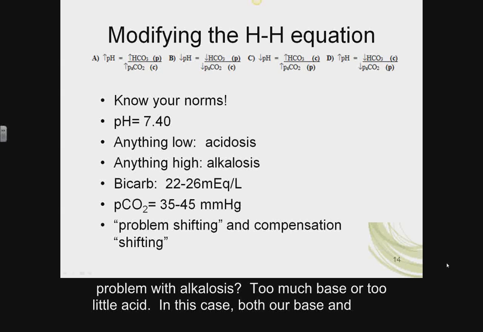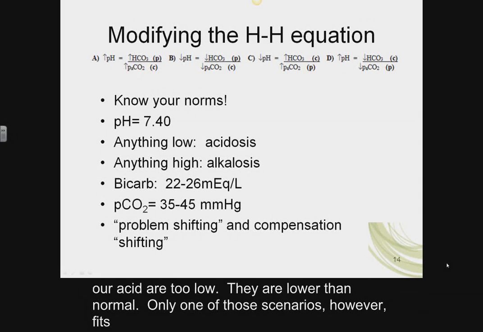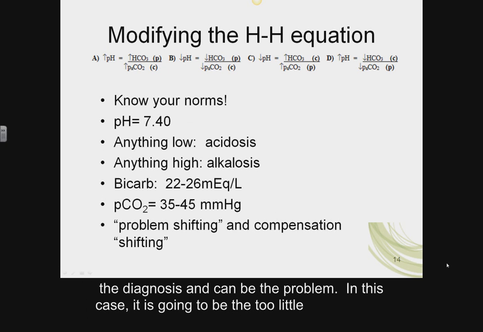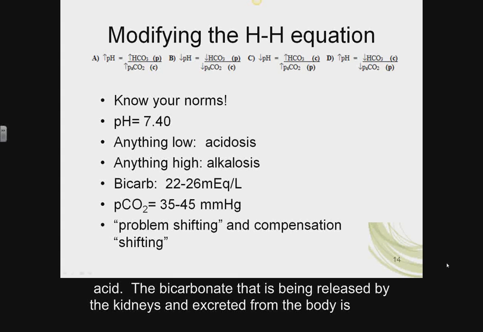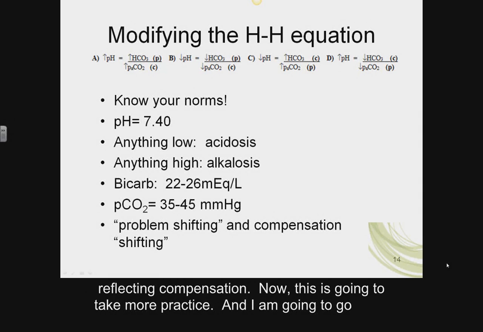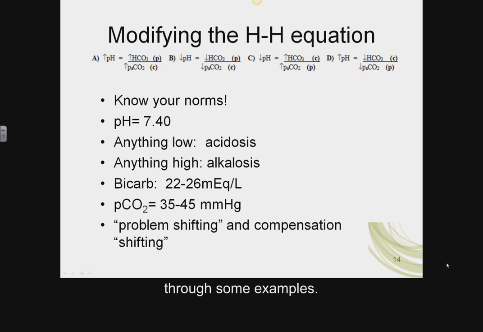Lastly, you are seeing a problem where I am saying that the patient's pH is too high. Again, how can you have that problem with alkalosis? Too much base or too little acid? In this case, both are low. They are lower than normal. Only one of those scenarios, however, fits the diagnosis and can be the initial problem. In this case, it is going to be the too little acid. The bicarbonate that is being released by the kidneys and excreted from the body is reflecting compensation. Now this is going to take more practice, and I am going to go through some examples.